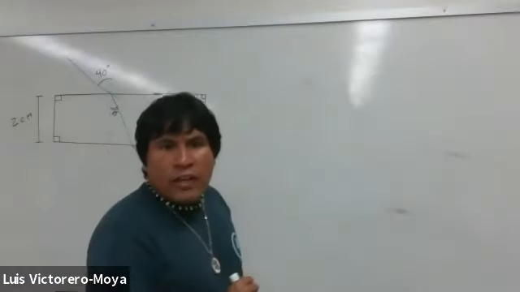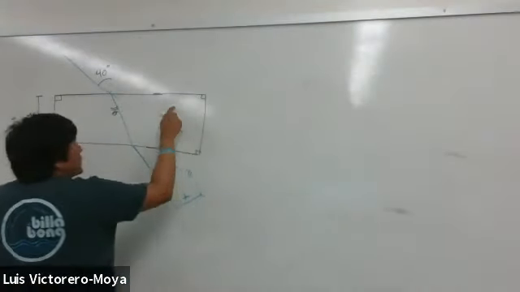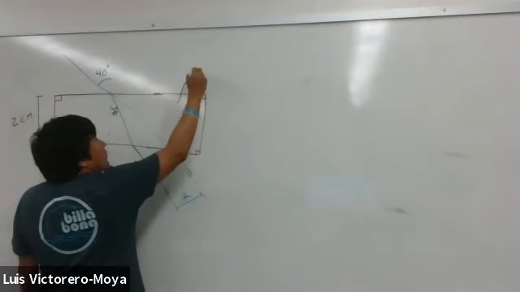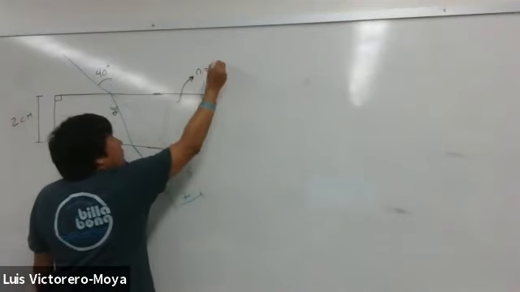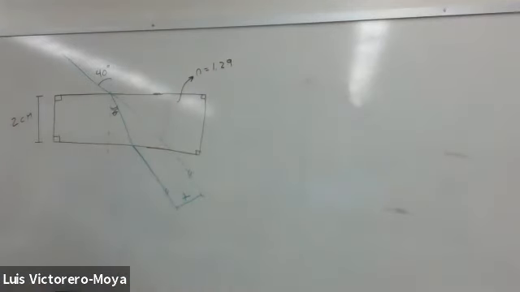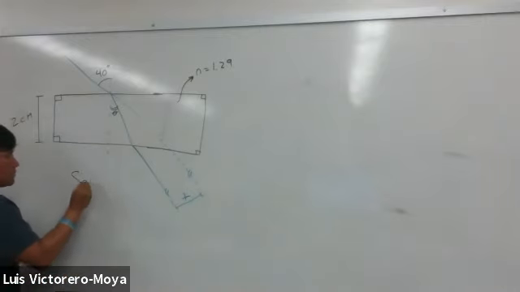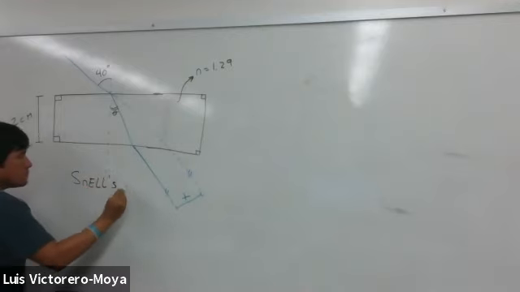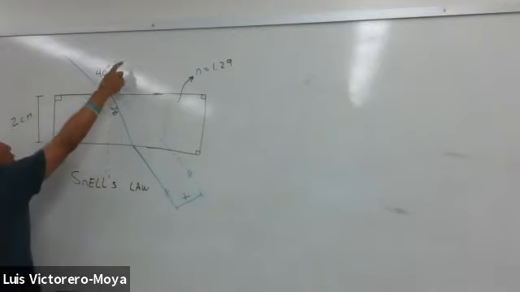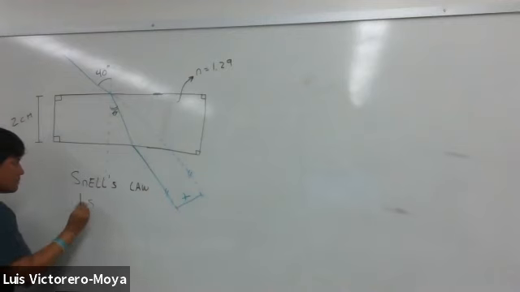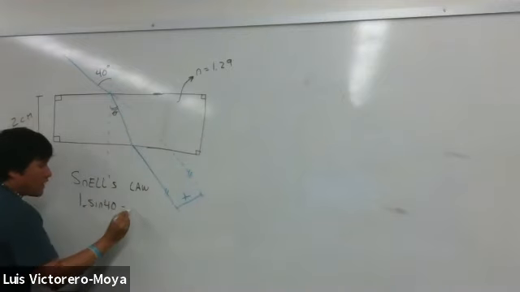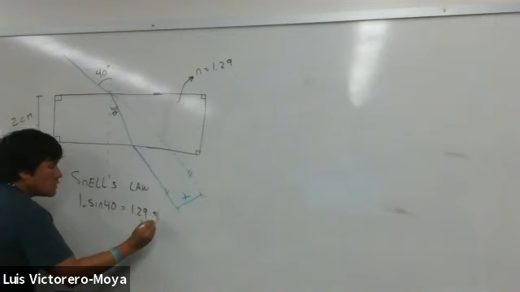The glass has an index of refraction of 1.29 now. All right. So it's easy to find theta, right? Let's do that first. Applying Snell's law, one times sine of 40 equals 1.29 sine theta.